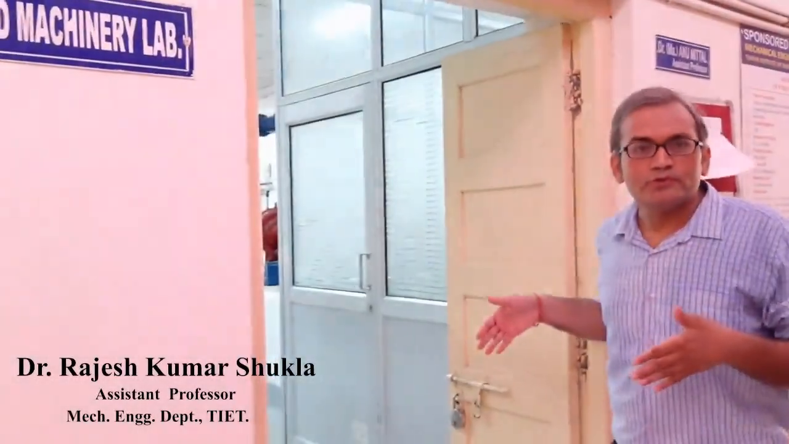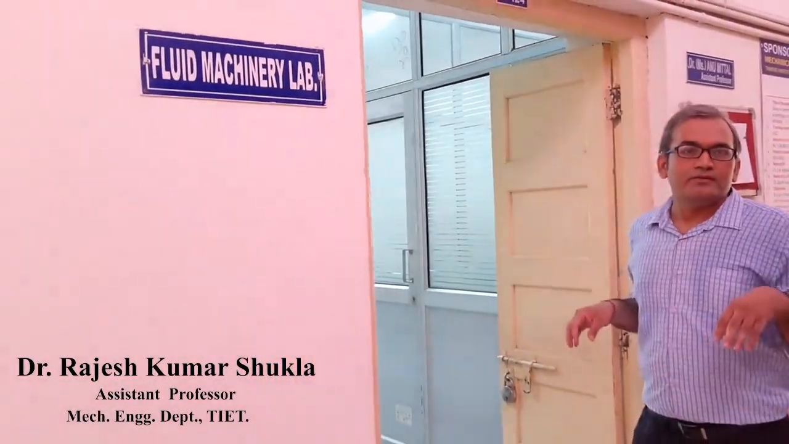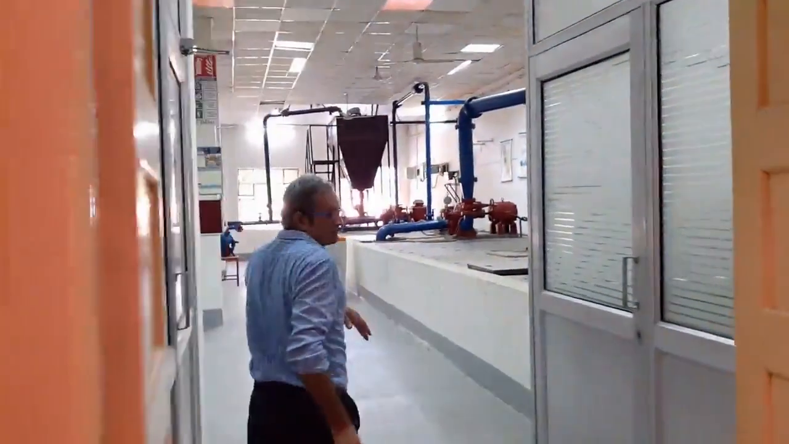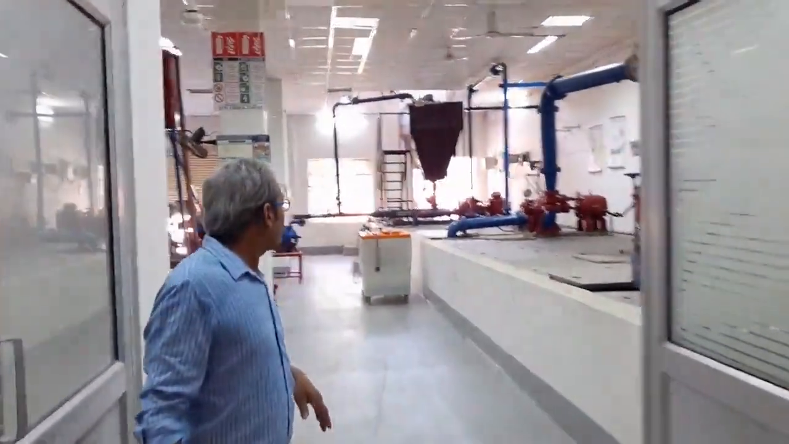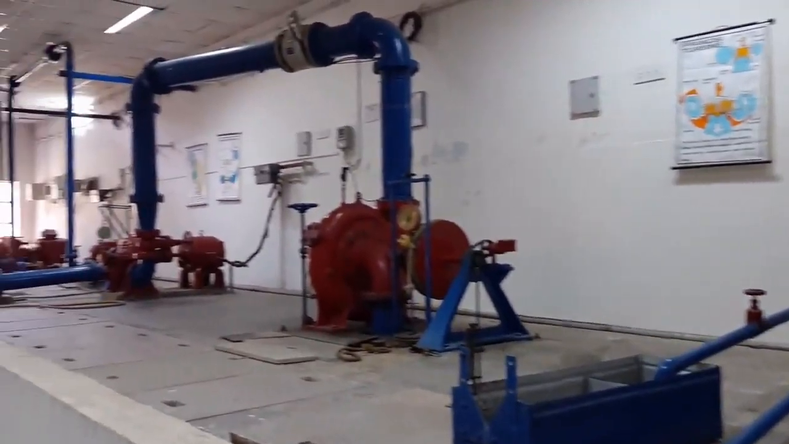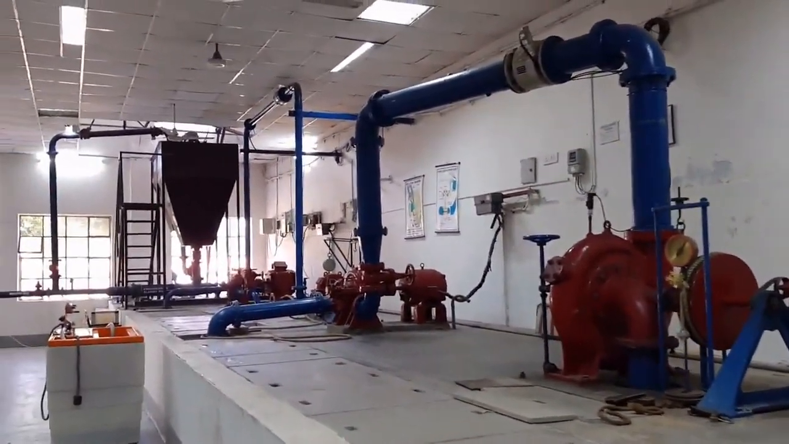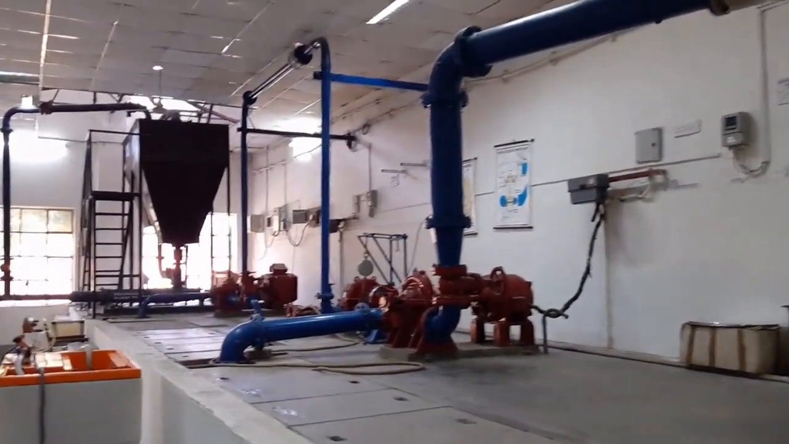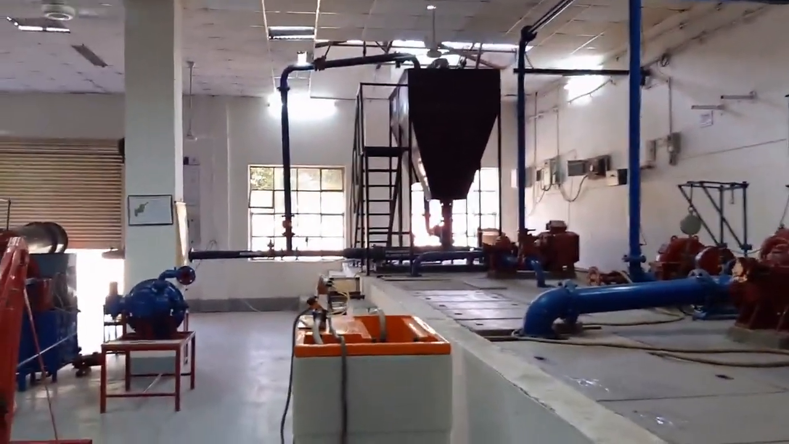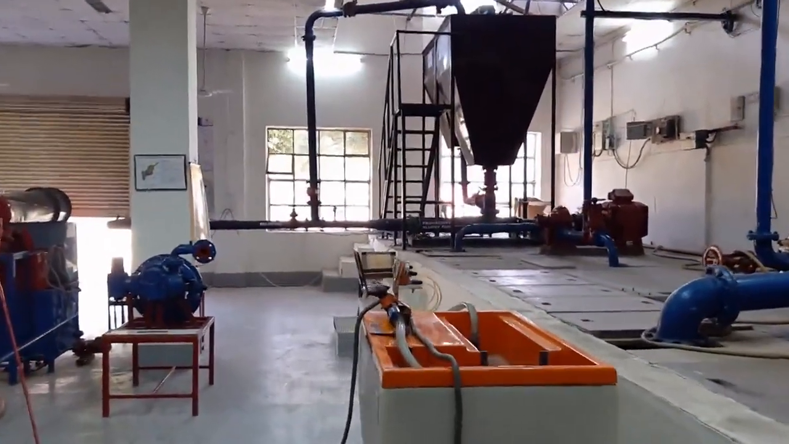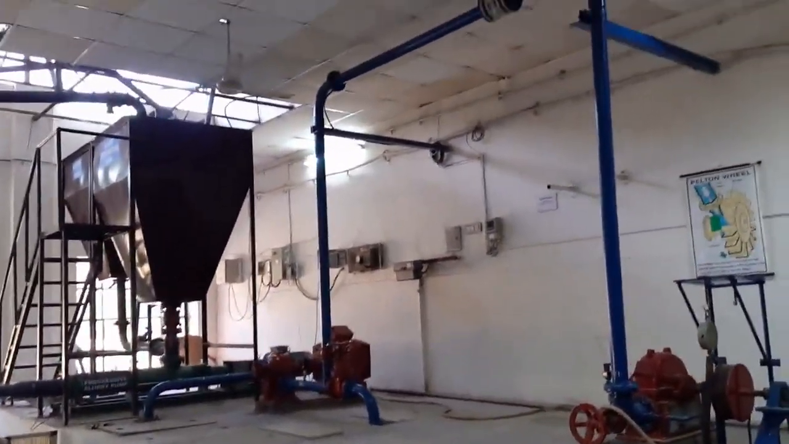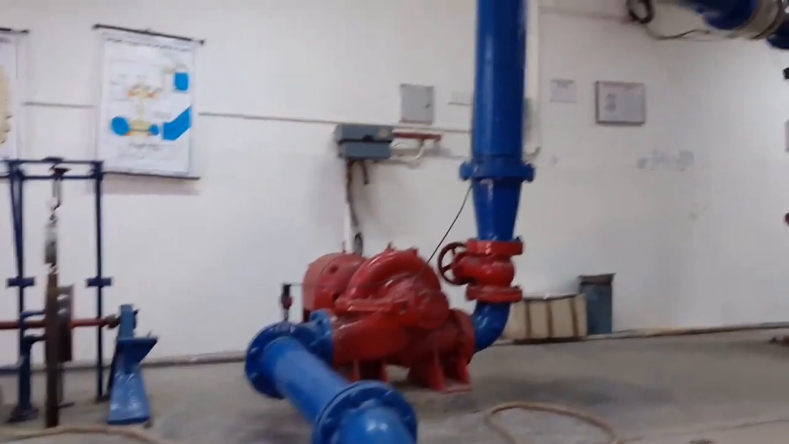So we are going to show you the different equipment in this fluid machine labs. Turbines. So we have different types of turbines like Pelton turbines, Francis turbines, Kaplan turbines. So this is a Pelton turbine, and this is a Francis turbine.